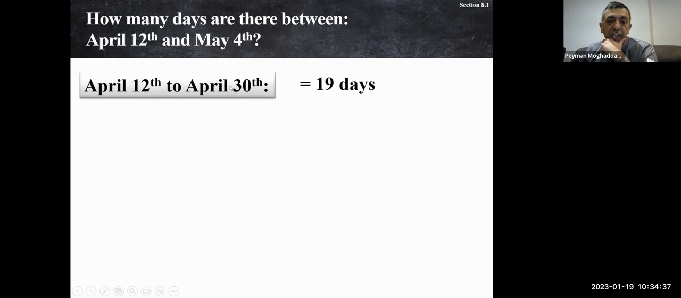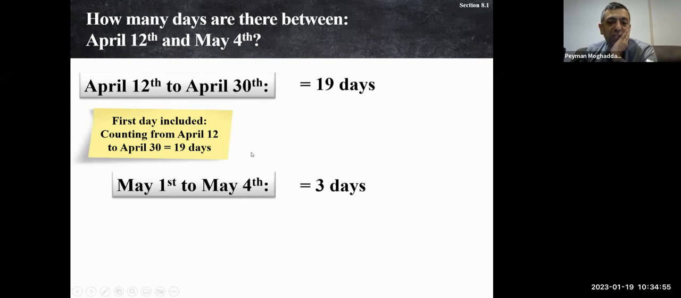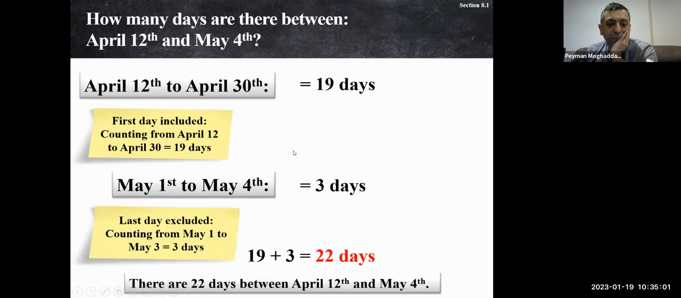So always 30 minus 12, it's going to be 18. If you include the first day, you have to add 1 to it, so it's going to be 19 days. And from May 1st to May 4th is going to be only 3 days because we exclude May 4th. So 4 minus 1 is 3. So that's how you calculate it. It's going to be 22 days, okay?